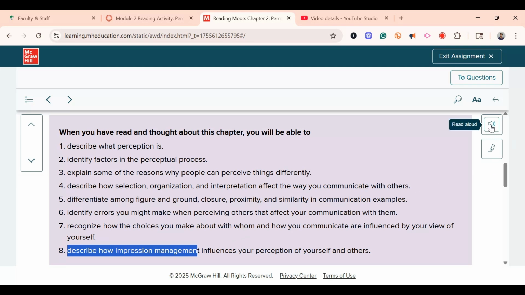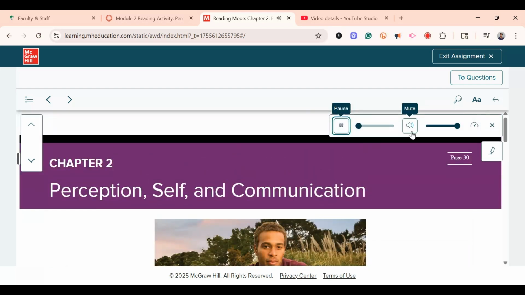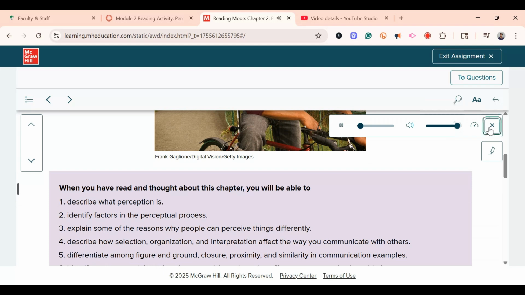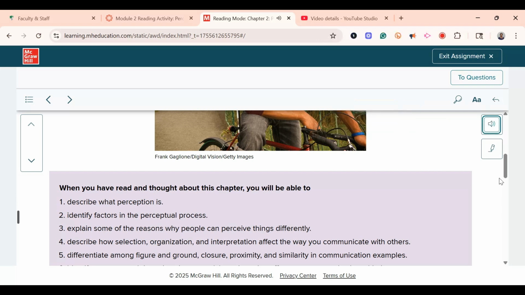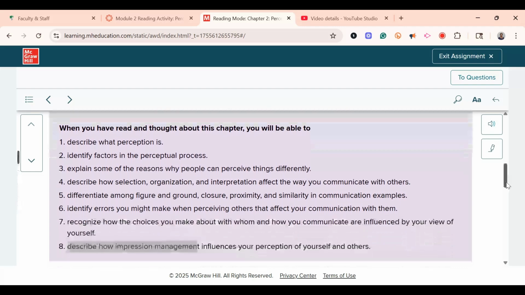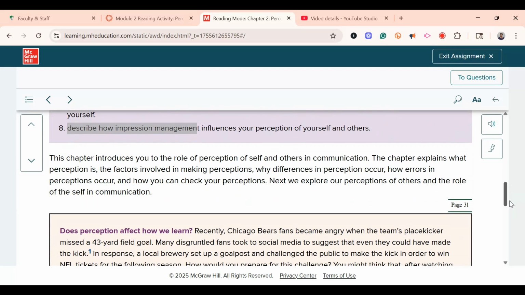Now, to have this chapter read to you, you just need to click the little button here and the chapter will read to you. Page 30. You can actually speed up the reading if you want it to go faster. This is a great way to have the chapter read aloud to you if you don't want to physically read the chapter.